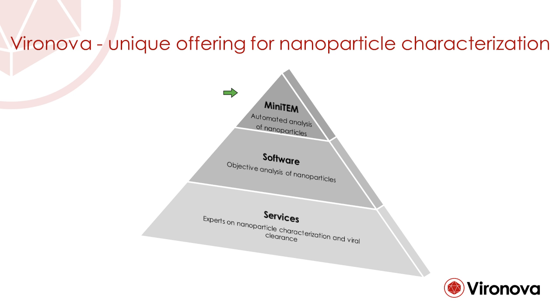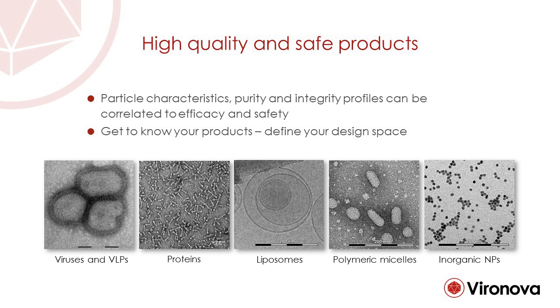So why use electron microscopy at all? That is because particle characteristics like the size and shape and purity of your sample can often be directly correlated to the efficacy and safety of your product, which is of course important. So electron microscopy is really a good technique to get to know your product in detail and to understand your design space, like what happens if I change my formulation or purification process in one way or the other.